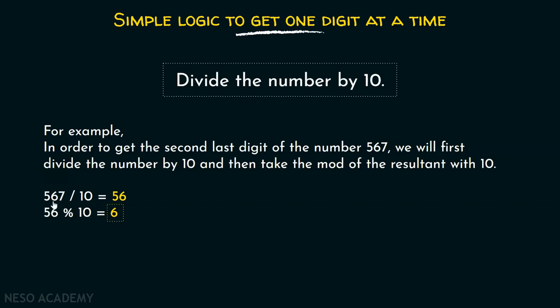Simple. After dividing 567 by 10, we'll get this value, 56. And then we can take the mod of 56 and 10. This will give us the second last digit of this particular number, right?